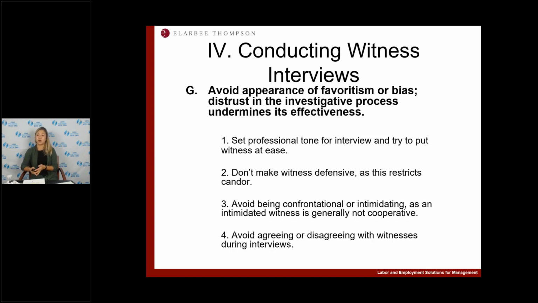Then number 4, avoid agreeing or disagreeing with witnesses during interviews. Again, this can be a little bit hard, especially if you are not used to doing investigations, or you settle into a more conversational tone. Sometimes people in conversation give reactions back, like, oh, really? Or that's weird, things like that. And you have to tone that down. You are gathering information. You are not giving a reaction to the interviewee.